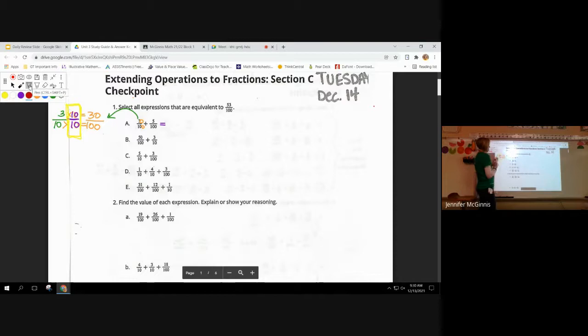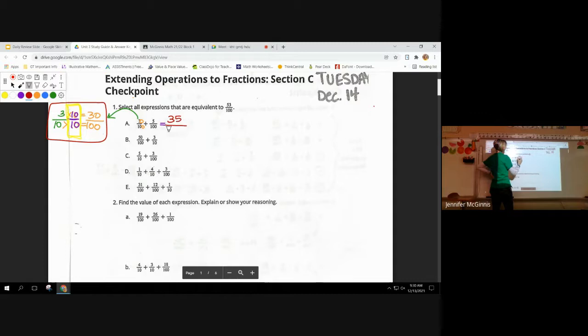So now that we have done this, we have gotten our common denominator. Now, what are we able to do, Lucia? We're able to add them together. And so what am I going to add? We're going to add 30 plus 5, which equals 35.